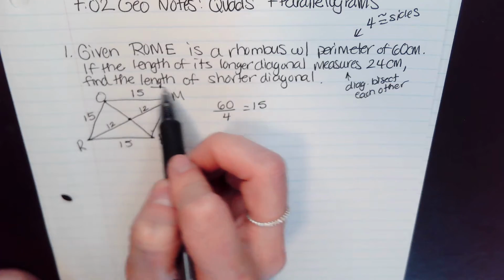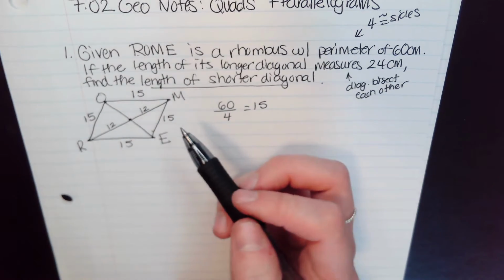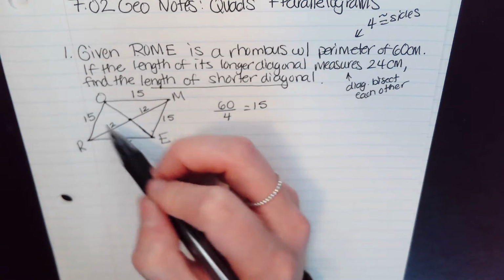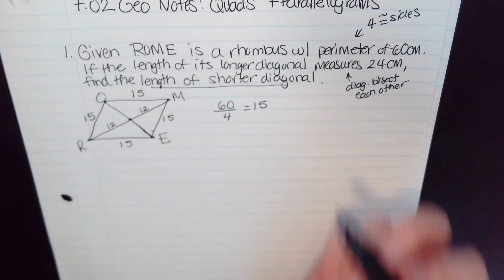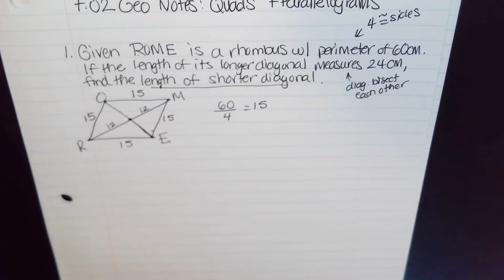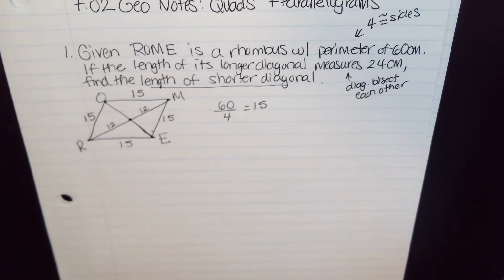And I want to find the length of the shorter diagonal. So if I can find just one piece of it, then I know I can double that to find the whole thing. So what else do I know about a rhombus? Go back to your properties and look at what we know about a rhombus.